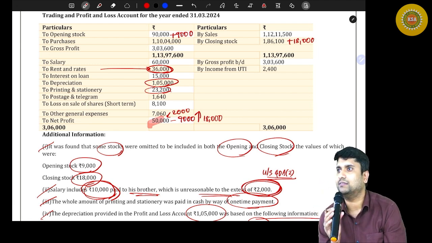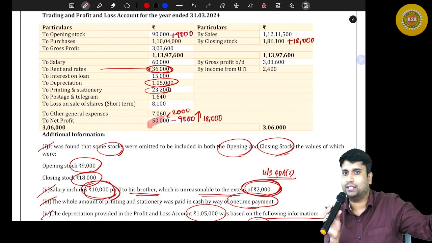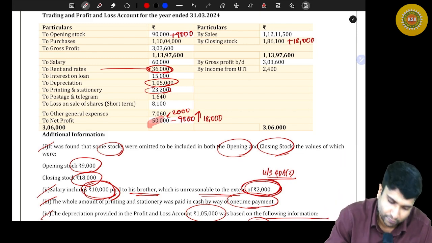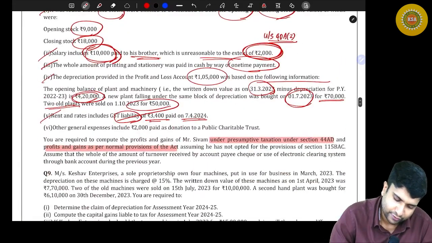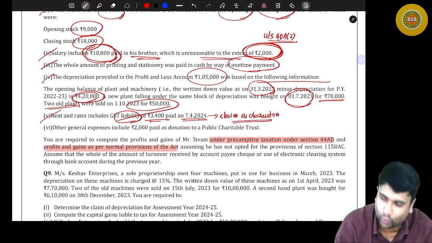April is before all the due dates, whether it is 31st July, 31st October, or 30th November. April is before all the dates. So you can claim it as a deduction. Claim as deduction. But in this question, you don't have to do anything.